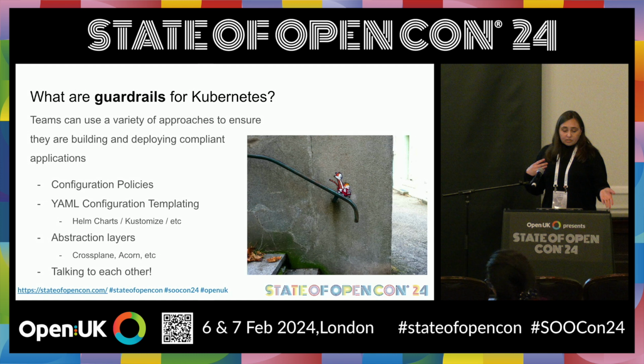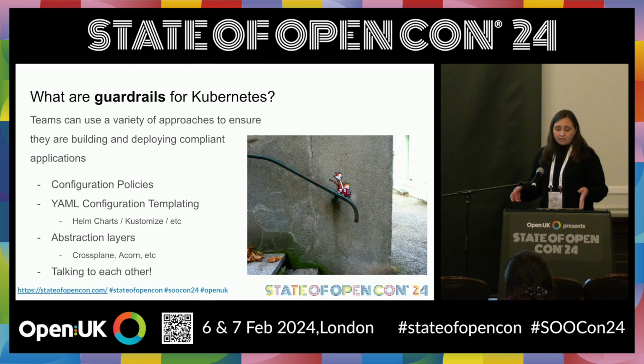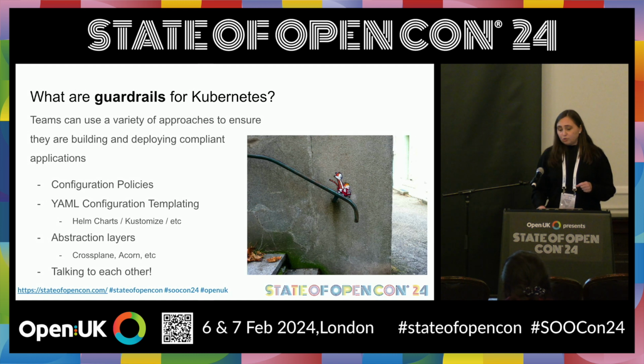You can use abstraction layers in other open source tools like Crossplane, Acorn. There are many others. Streamline this process for you. Make managing and deploying applications much easier because it is a crucial role in what you're doing. Successful implementation of guardrails ensures a cohesive and collaborative approach to what you're building and makes everybody's life better.